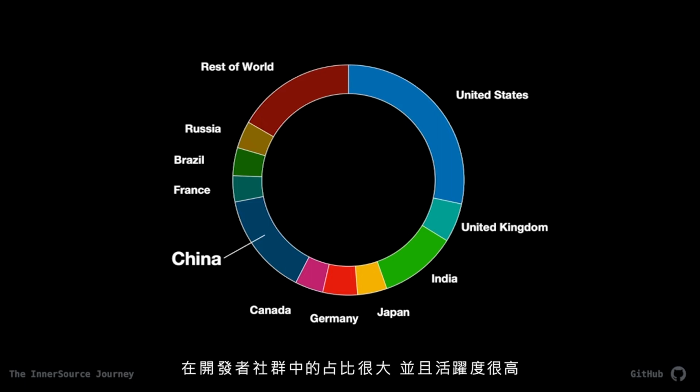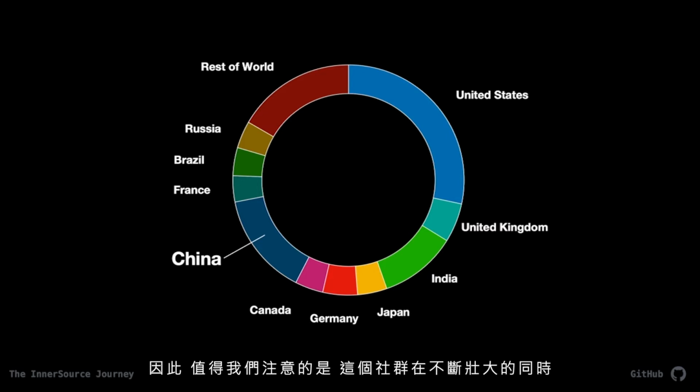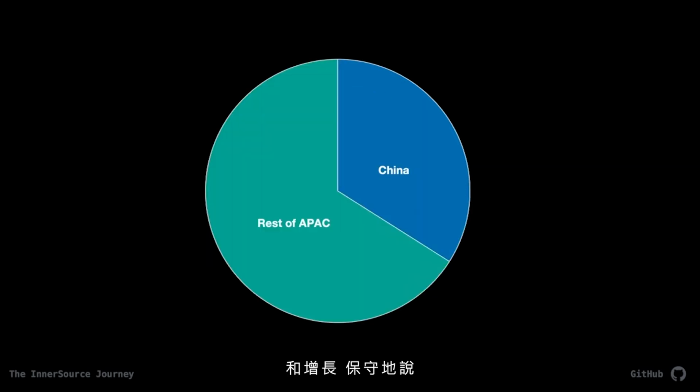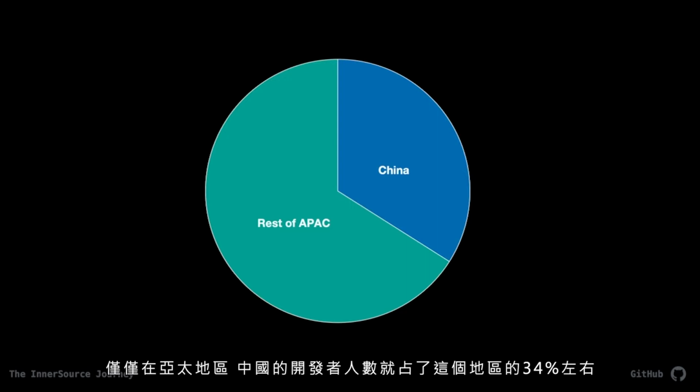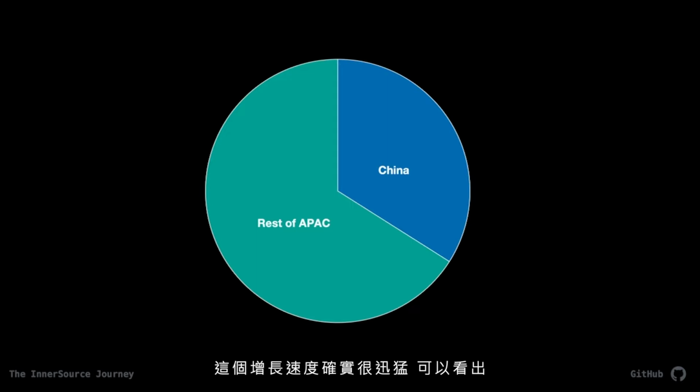And while being a big portion of the community, they're also a very active part of the community. Chinese developers in the last year made over 5.5 million contributions through GitHub to software. And so it's important to note that not only is this a growing community, but it's an active community, and we're really excited to see this development and growth over time. If we get a little bit more discrete and talk about just APAC, China makes up about 34% of the developers in APAC. Again, it's a great growth and great story about how active this community is.